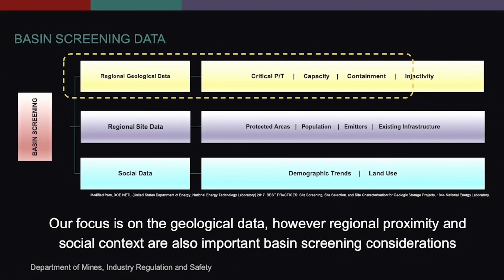Much has been published in recent years on how to screen basins for CO2 prospectivity. As you can see from this slide, unlike hydrocarbon exploration, CO2 storage prospectivity is strongly influenced by the location of emission sources, existing infrastructure, and land use, as well as geological information. Our atlas focuses on a subset of geological criteria for basin screening. We are finding and compiling data sets that complement the assessment of critical pressure and temperature, capacity, and containment.